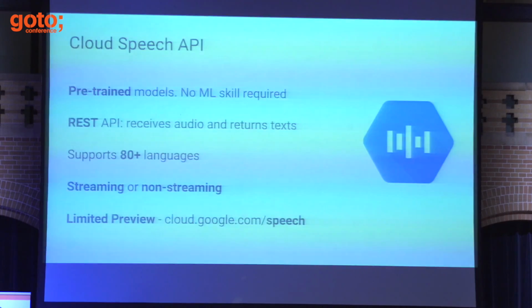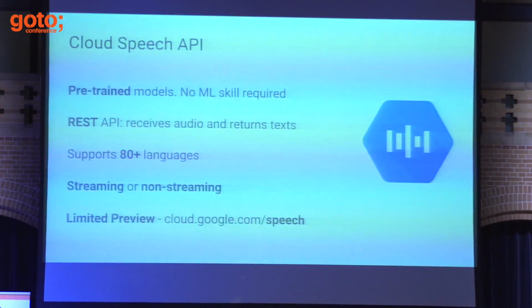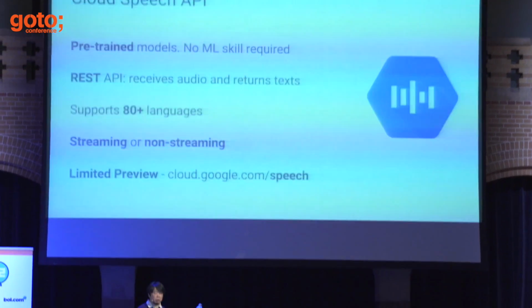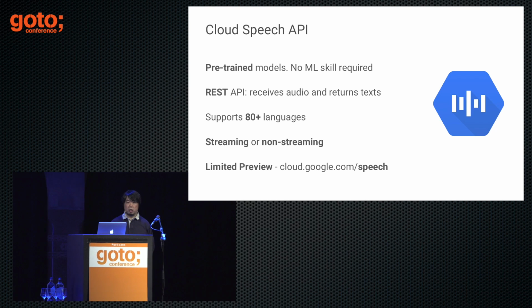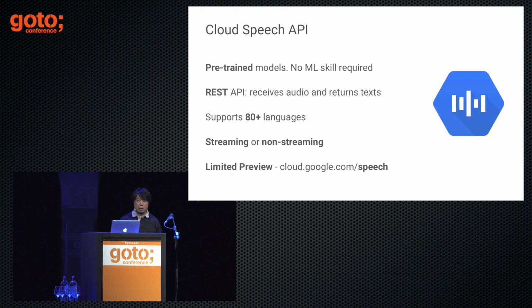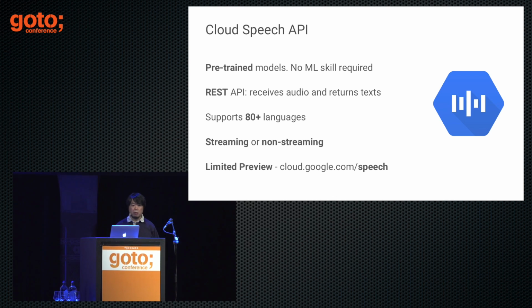And another API is called the Speech API, which also provides a pre-trained model for voice recognition. So you don't have to have any skill set or experience with voice recognition or training neural networks for doing that. It's just a REST API and gRPC API. So you can just upload your audio data to the API, and you'll be receiving the result in a few seconds. It supports over 80 languages and dialects. It supports both real-time recognition and batch recognition.